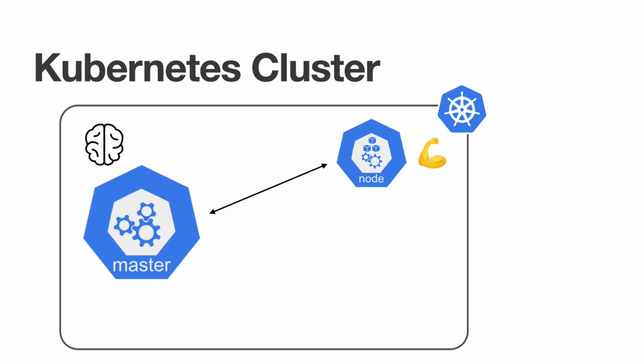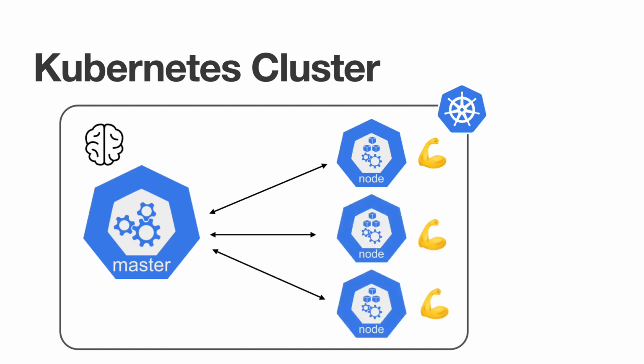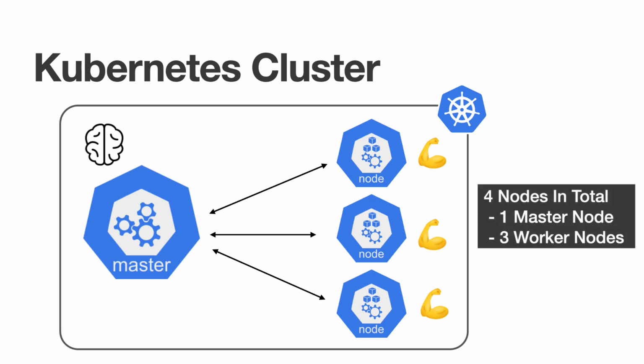Now, within a cluster, you often have more than one worker node. And for this particular cluster, we have 4 nodes in total: 1 master node and 3 worker nodes. Now that you know what the Kubernetes cluster consists of, next let me go ahead and dive deep into both the master and worker nodes.